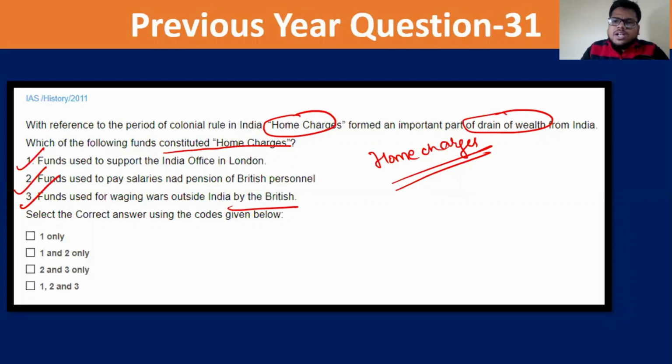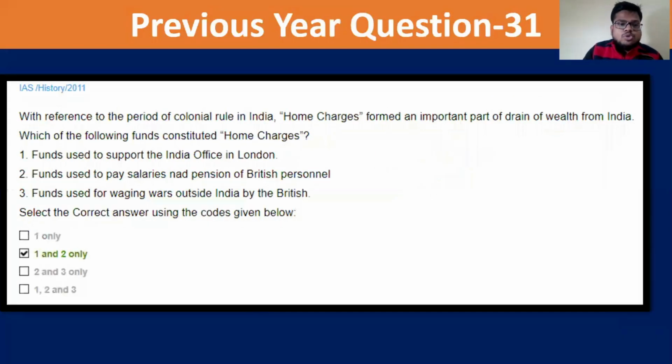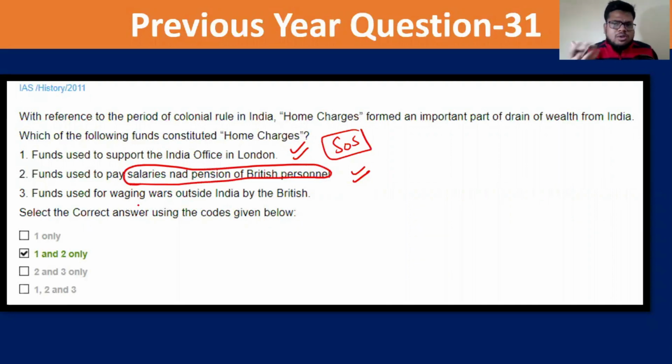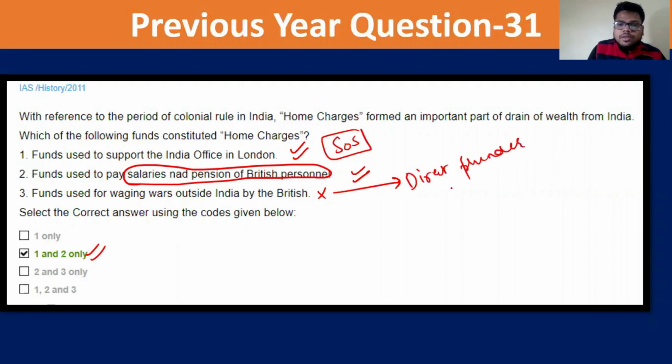Now we have discussed that home charges are part of the drain of wealth, the invisible part. Within the invisible part, home charges are the money coming from India and used for the maintenance of things in England. So the first option is funds used to support the Indian office in England, such as the Secretary of State and these people. And second, funds used to pay salary and pension of the British personnel. For example, when Lord Dalhousie retired, his pension would be paid not from the British exchequer but from the Indian exchequer. So that is a kind of drain of wealth. So the answer is 1 and 2. Waging war outside India becomes part of the direct plunder; that will not be considered part of the home charges.